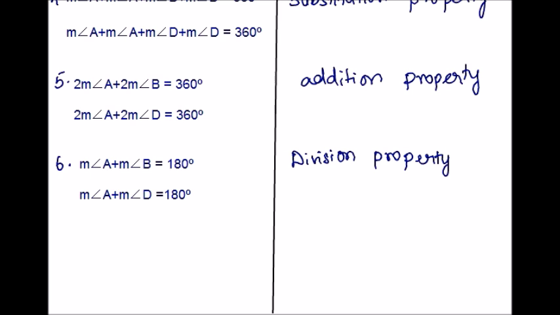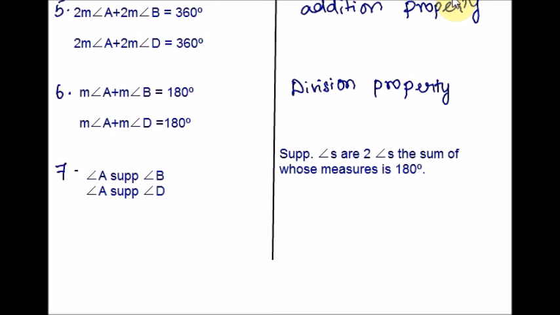So angle A and B are supplementary, angle A and D are supplementary, because supplementary angles are two angles, the sum of whose measures is 180 degrees. So that is our statement number 7. If two lines are cut by a transversal and the interior angles on the same side of the transversal are supplementary, then the lines are parallel. AB is parallel to CD, AD is parallel to BC.